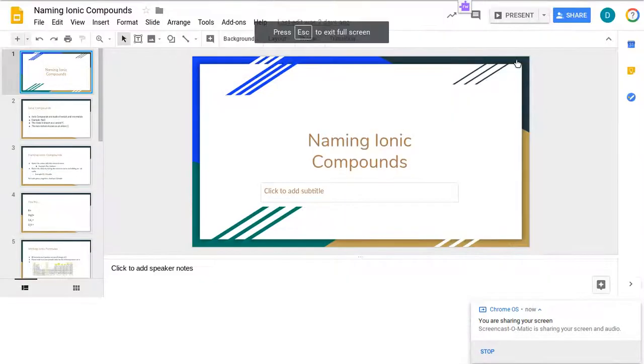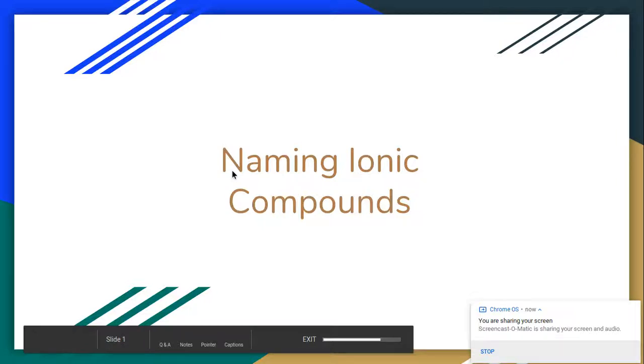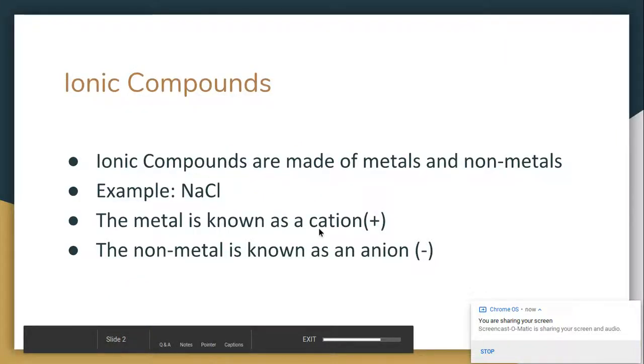Today we are going to be looking at how to name ionic compounds. And then we'll let this get started here. Okay. And as a quick review, ionic compounds are made of metals and nonmetals.